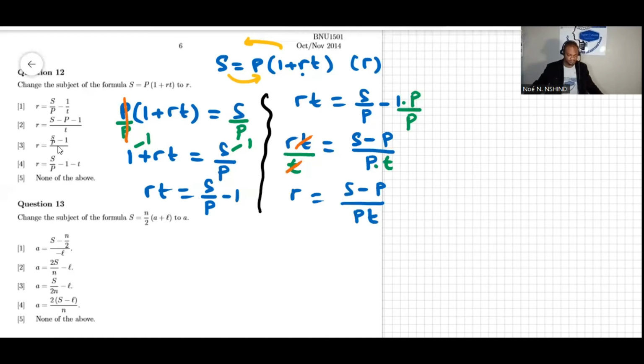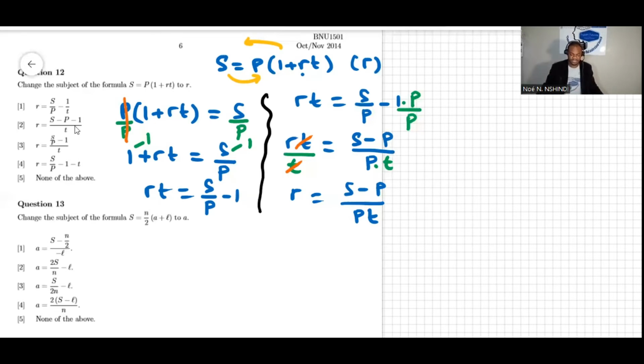When I look here, we have S over P minus 1 over T. Okay, I don't have such an alternative here. Is that so? Then the answer is none of the above? No, not exactly. Sometimes we can calculate and then get an answer different from the alternatives here.